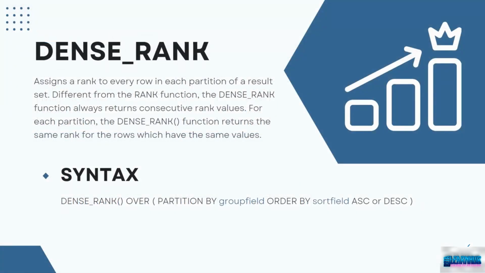dense_rank. The dense_rank function assigns a rank to every row in each partition of a result set. Different from the rank function, the dense_rank function will always return consecutive rank values. For each partition, the dense_rank() function returns the same rank for the rows which have the same value. Its syntax is DENSE_RANK() OVER (PARTITION BY group_field ORDER BY sort_field ASC or DESC).